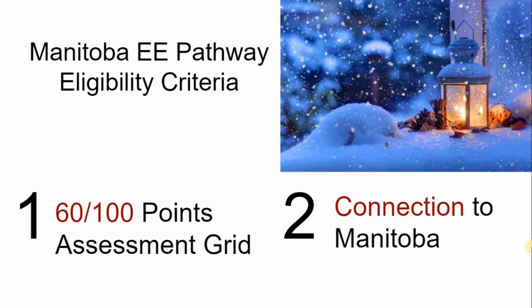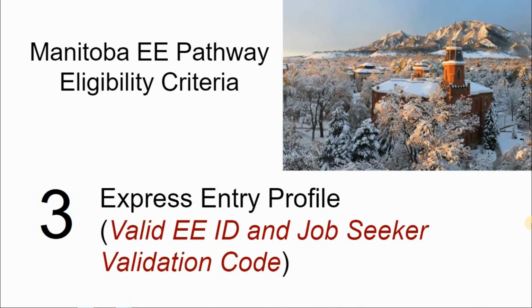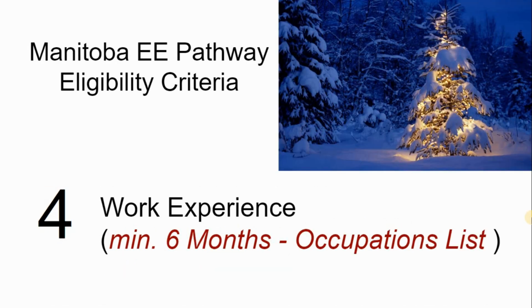as that of the skilled worker overseas, and that is number one, you must have 60 over 100 points for the points assessment grid, and number two is that you must have an established connection to Manitoba. The third criteria guys is that you must have an Express Entry profile with a valid Express Entry ID and a job seeker validation code. The fourth criteria guys is for work experience. You must have a minimum 6 months work experience in the following occupations list.